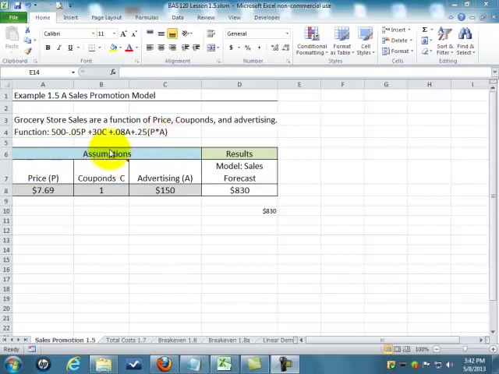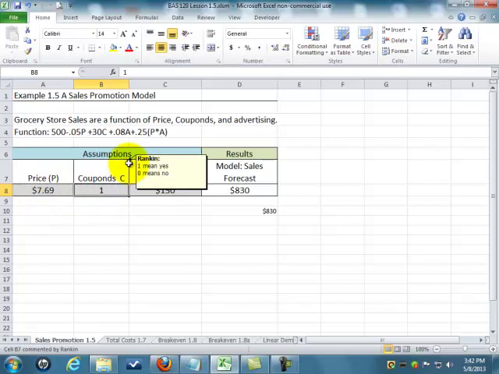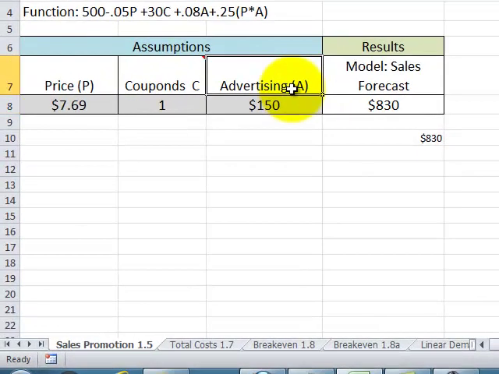I've set this up, and there are lots of ways you can set this up in Excel, but I like to set it up with my assumptions and what's calculated, and I've made it a gray area where you input your different assumptions. If we click on price, I've inputted a price. For coupons, I put a little note here: 1 means we're giving coupons, 0 means we're not giving coupons. And then the amount of advertising in terms of dollars. Now over here, we have a function.